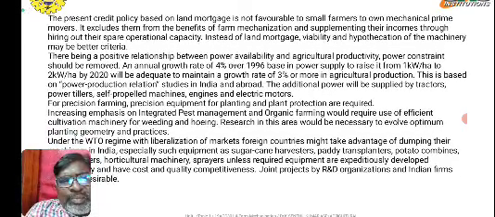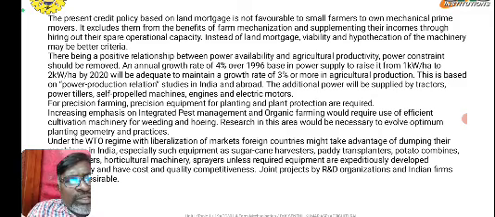There is a positive relationship between power availability and agricultural productivity. Power constraints should be removed, and an annual growth rate of 4% over the 1996 base in power supply, to raise it from 1 kilowatt per hectare to 2 kilowatt per hectare by 2020, will be adequate to maintain a growth rate of 3% or more in agricultural production. This is based on power-production relation studies in India as well as in other countries.